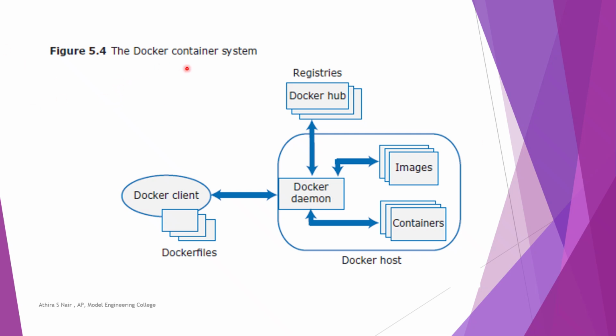So these are the elements of the Docker container system. This is the Docker daemon. This is a process that runs on a host server. It is used to set up, start, stop, and monitor containers. It is also used for building and managing local images. Then we have the Docker client. This software is used by developers and system managers to define and control containers.